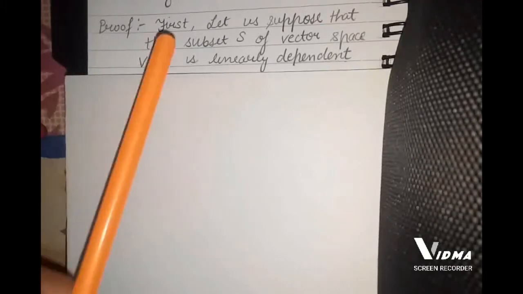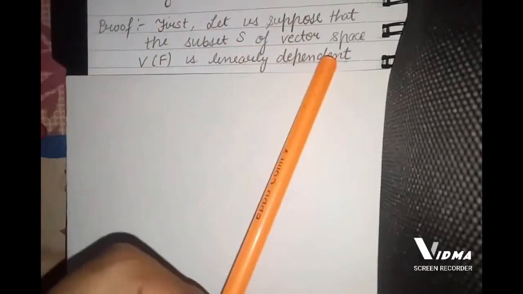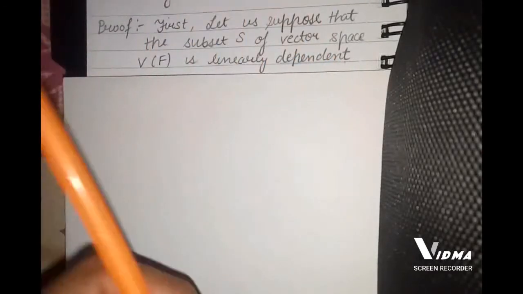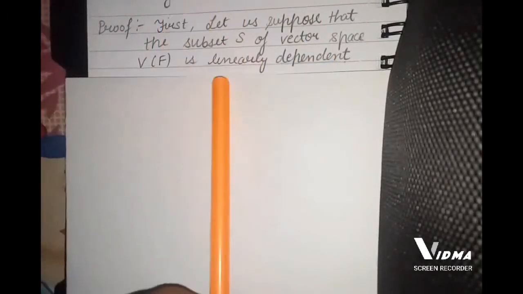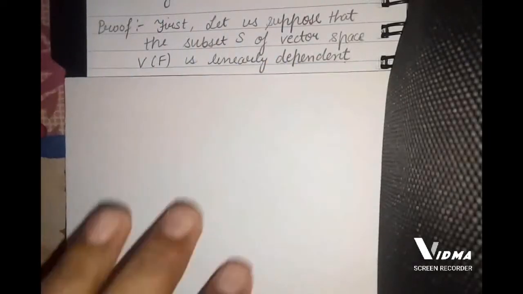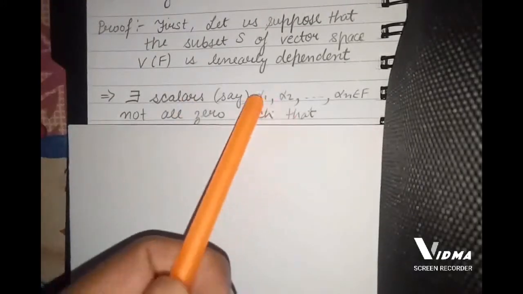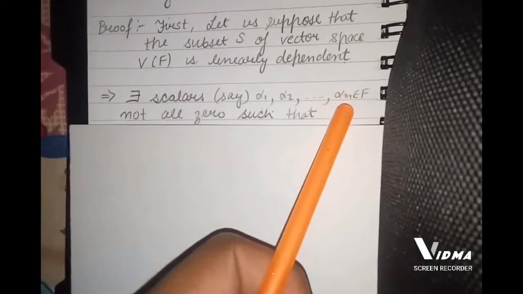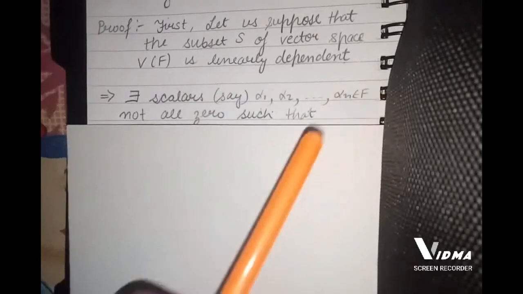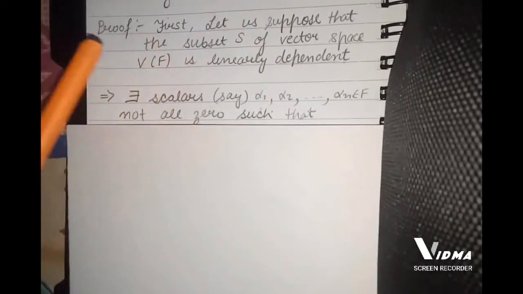So first, let us suppose that the subset S of vector space Vf is linearly dependent. So first of all, we are assuming that the subset that we have considered is linearly dependent. So by definition of linearly dependent, what does this imply? This implies that there exist scalars, say alpha 1, alpha 2, so on up to alpha n, belonging to that field on which our vector space is defined.